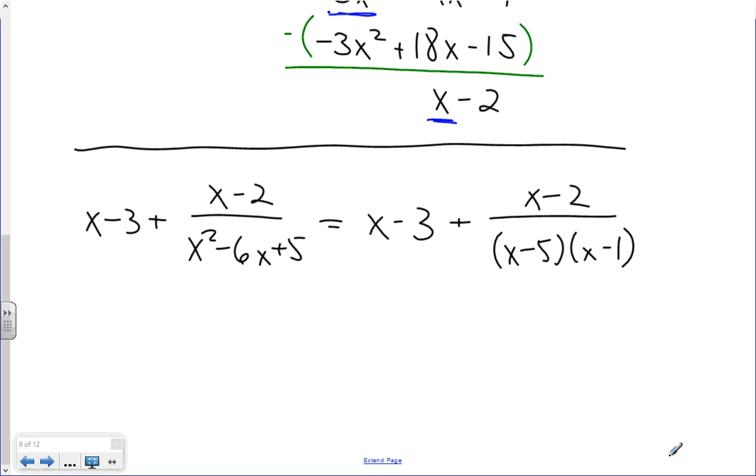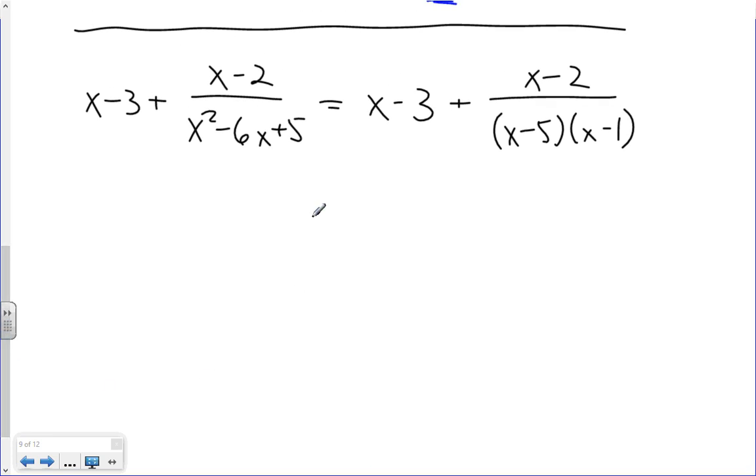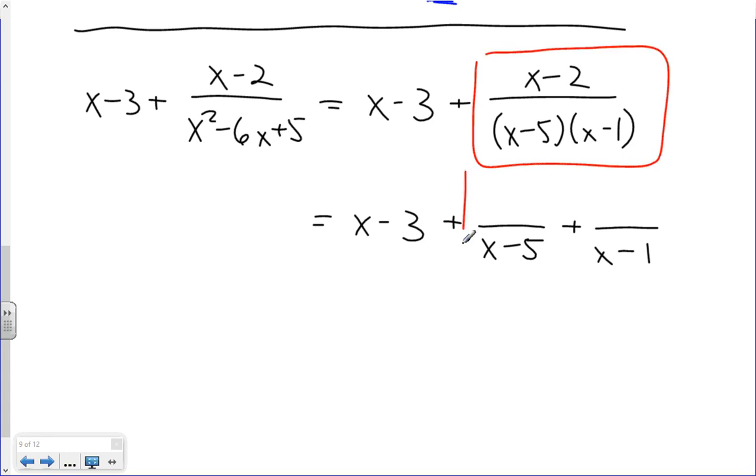All right, and now let's use our cover-up technique to help us evaluate what that's equal to. The x minus 3, the quotient, stays the same. But I'm going to write this as some number over x minus 5 plus some number over x minus 1. And maybe I should highlight what we're doing here. I'm only going to be focusing on this part right here. I'm not going to deal with the x minus 3 part out front. I'm only looking at that remainder section.